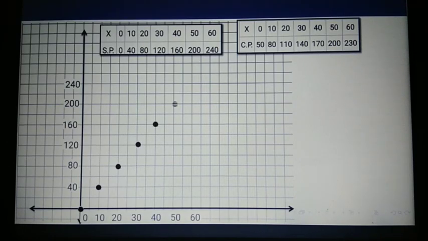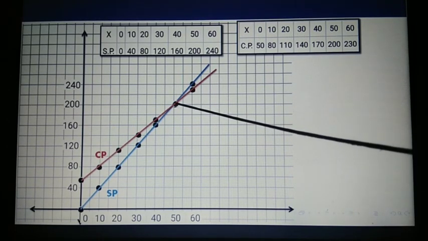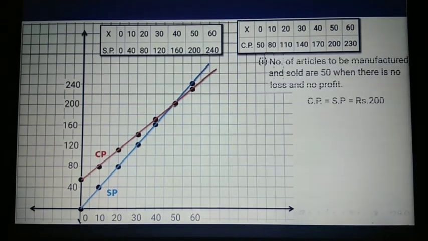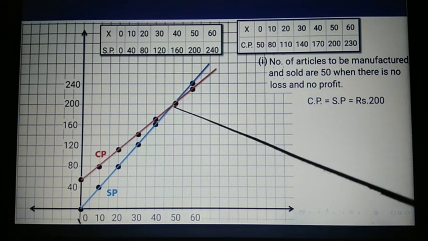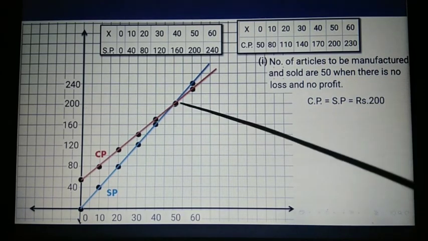Okay, so if we go to the graph, what is happening? Both cost price and selling price are equal only at this point, right? Yes, that means the point of intersection of the two straight lines is showing me the break-even point, where we are not having any profit or loss. So the first answer: the number of articles to be manufactured and sold are how much? 50. Because the point of intersection here is 50 comma 200. From here to here is 50, and from here to here is 200. So 50 comma 200 represents your point of intersection, and here 50 represents your number of articles. So the number of articles to be manufactured and sold are 50 when there is no profit or loss, and at this time both selling price and cost price are 200. Okay, so this is my first part.